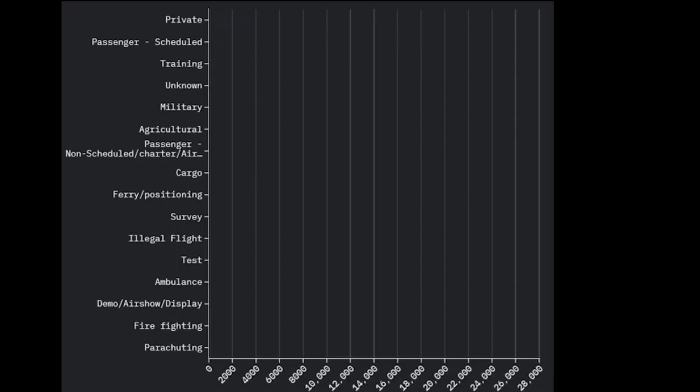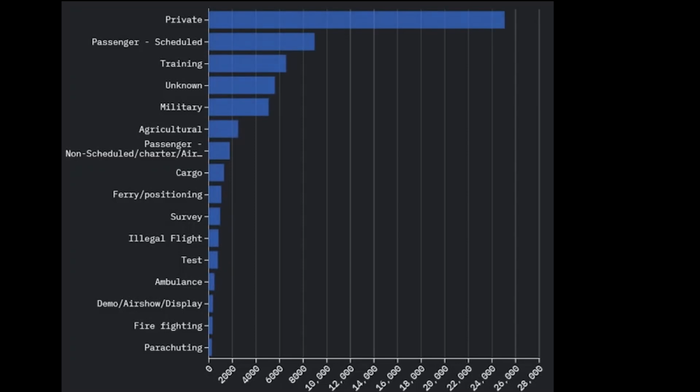Next is flight nature. Basically, what the aircraft was doing at that time. Private flights make up a big chunk because there's a lot of them and not all operate under the same strict procedures as commercial airlines. Passenger scheduled flights, the commercial flights all of us take, show up far less than people think when you compare their accident rate to their massive volume.